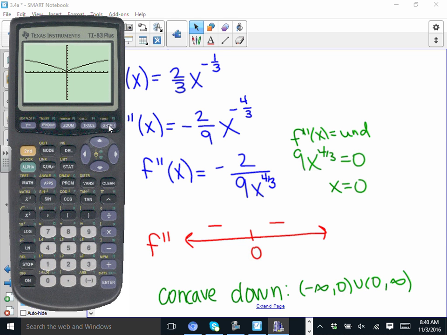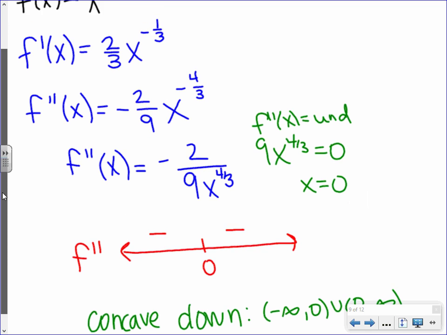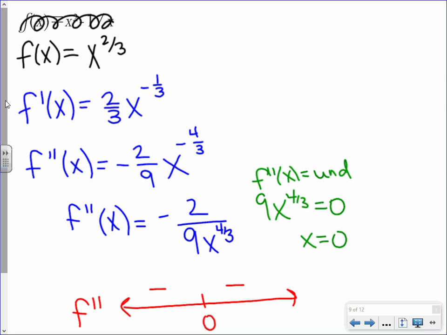Good question. If you have an asymptote, it's not going to be a point of inflection. True. Yeah, if that were an asymptote, even if it changes concavity, it can't be a point of inflection. Let's talk about how would we know if there was an asymptote in our original function? How do we know if there's an asymptote in our original function?